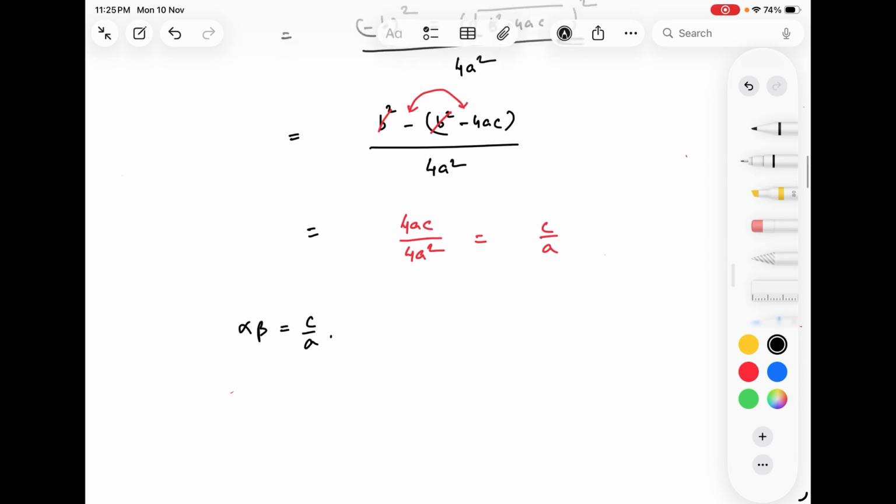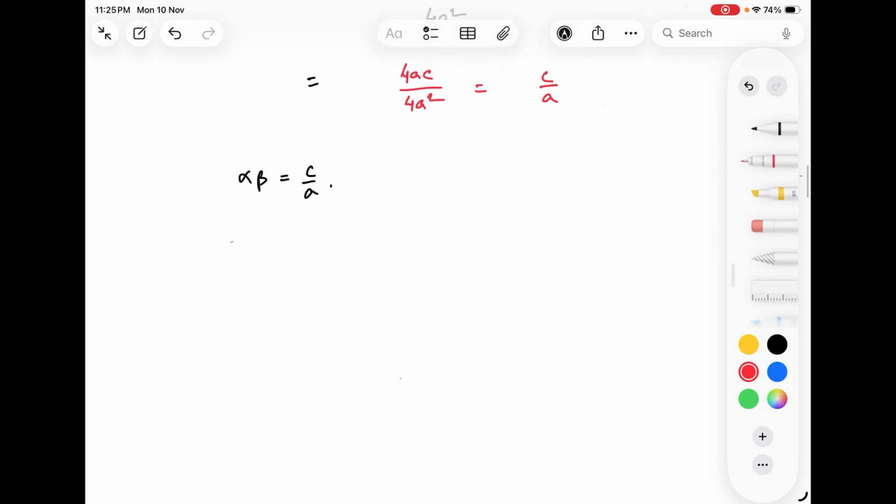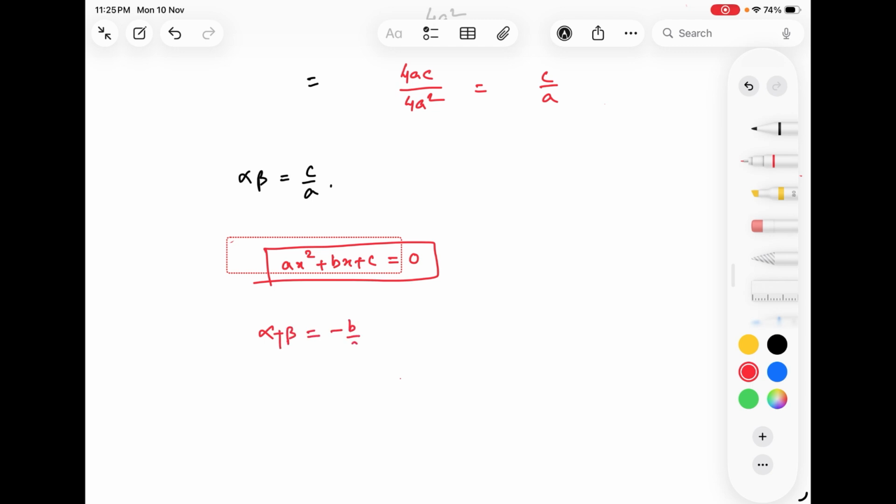So, what have we learned so far? We have learned that for a quadratic equation ax square plus bx plus c equal to 0, sum of the roots is minus b by a and product of the roots is c by a, right?